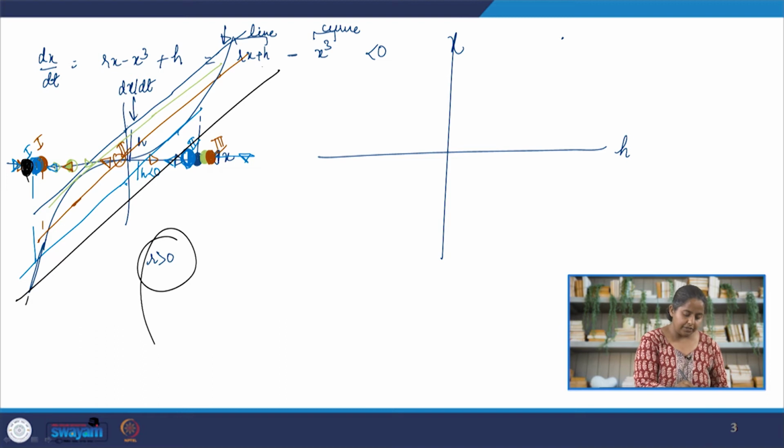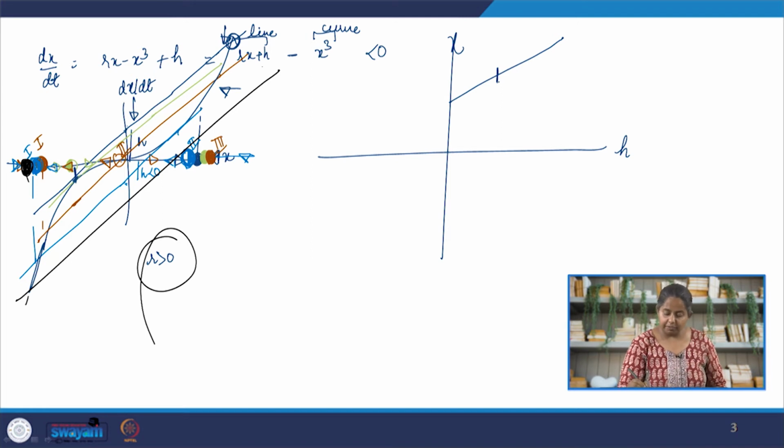Then as we reduce h, there comes a time when new fixed points emerge, and one new fixed point emerges, and that fixed point is a negative fixed point. And as we are reducing the value of h, the first fixed point is moving towards the left side. It is slowly reducing, not very rapidly, slowly.